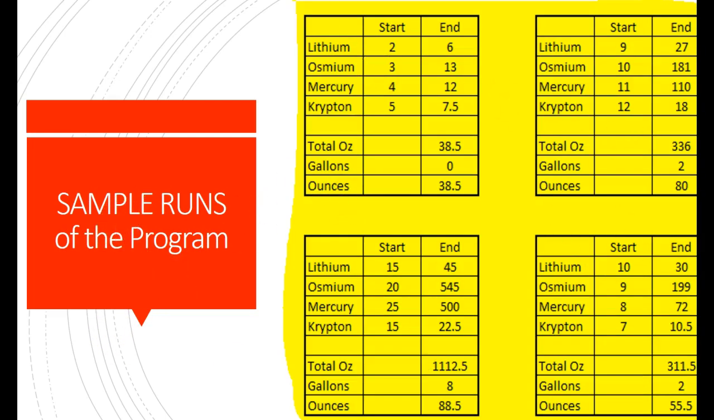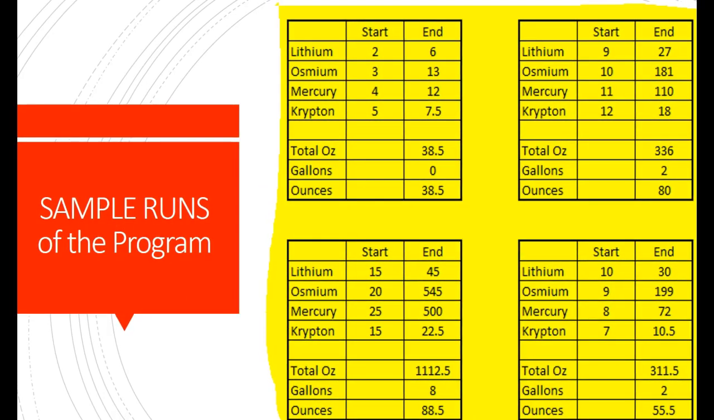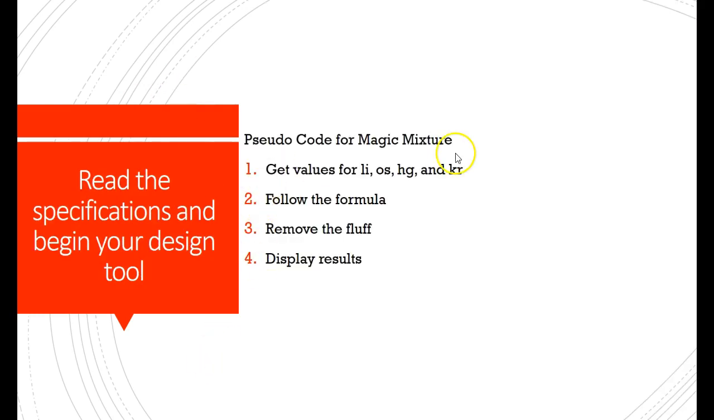In the specifications, I believe I did include for you what I call some sample runs. So if we entered 2, 3, 4, 5, I should see these values. And if I entered this, I should see these values, and so on and so on. So our goal is going to be to write code to where when we enter these values, we get these outputs. Let's see if we can do it. So pseudocode for MagicMixture. First, we're going to get the 4 chemicals. Then we're going to write that formula, then we're going to remove whatever fluff, and then we're going to display the results.